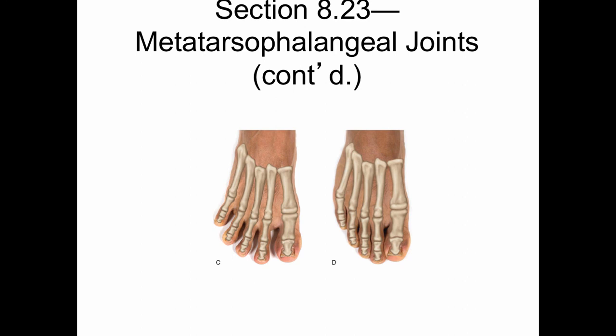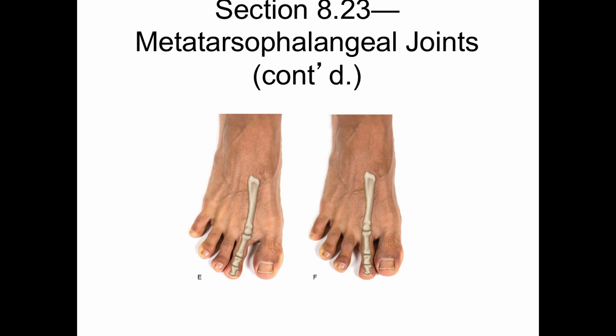Abduction and adduction of the toes also occur at the metatarsophalangeal joints, because the reference line for abduction and adduction is an imaginary line through the center of the second toe when it is in anatomic position. Toes 1, 3, 4, and 5 abduct away from the second toe and adduct toward it. The second toe abducts in either direction it moves. Figure E shows fibular abduction of the second toe at the metatarsophalangeal joint, and figure F shows tibial abduction of the second toe at the metatarsophalangeal joint.